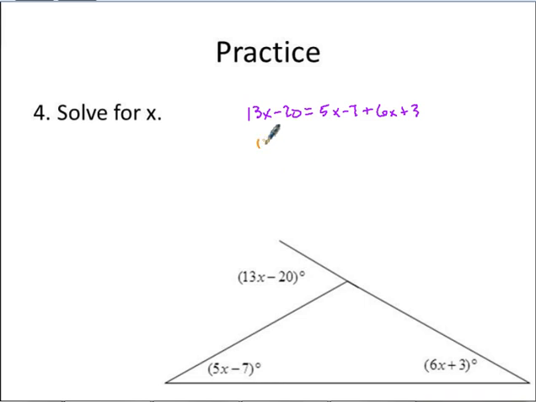All right, you've unpaused. We have 13x minus 20 equals 11x minus 4. We have 2x equals 16. And we have x equals 8. All right, and that's how you do that.